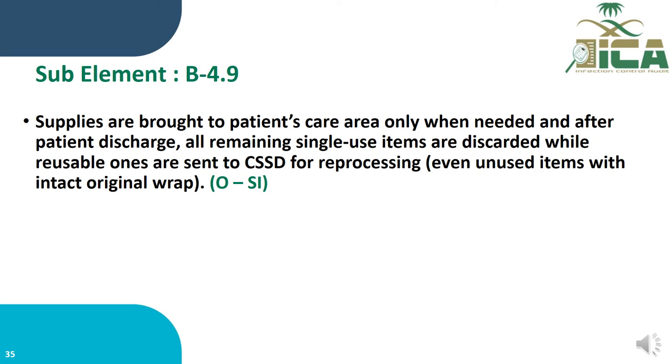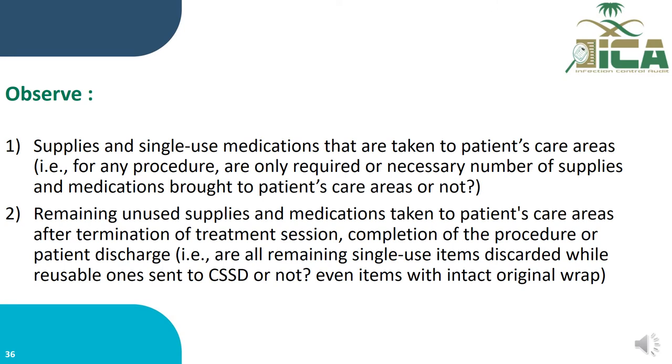For this sub-element, we need observation, and staff interview too; we can audit and evaluate this sub-element. For the observation, you need to observe the practice of staff members in different patient care areas, especially in the ICU and ER. You need to be sure that the supplies and single-use medication are taken to the patient care area only if needed, and in the required and necessary number.